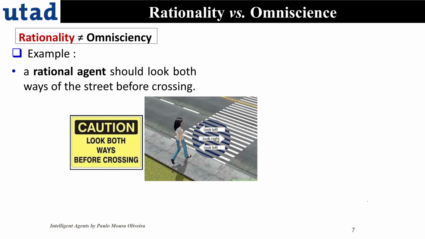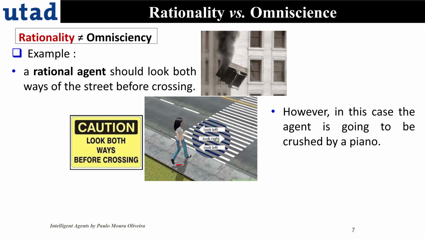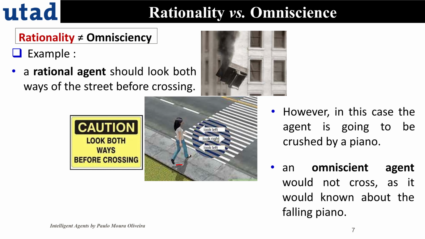An example to understand the difference between rationality and omniscience is this one. Consider, for instance, an agent that is going to cross the road, as represented here. It should look both ways before crossing. This is something that everybody knows. But consider in this case that there is a falling piano, and this falling piano is going to crush the agent. Of course, if this agent was omniscient, it would not cross because it knew that it was going to be smashed by the falling piano. So with this example, you can perfectly know what it is to be a perfect omniscient agent and not a rational one.